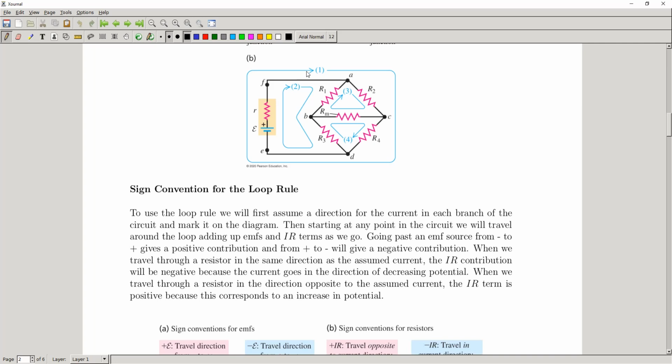And so the sign convention that we're going to use is that when we go past an EMF source from negative to positive, this is going to give us a positive contribution.